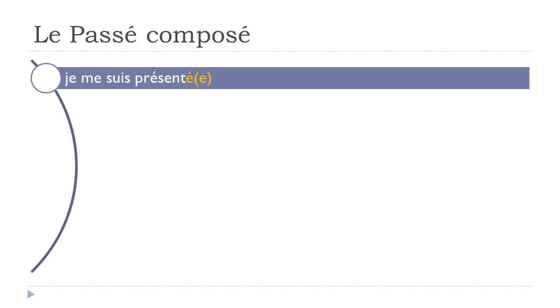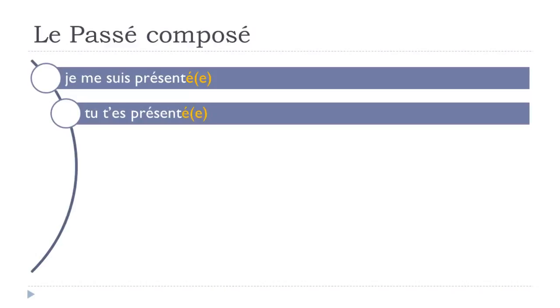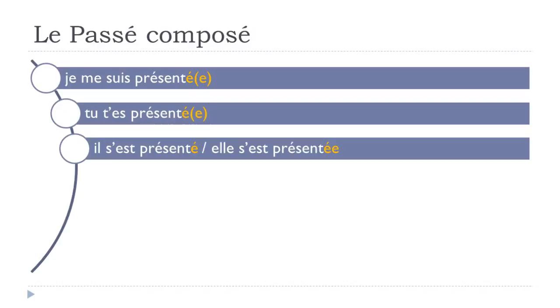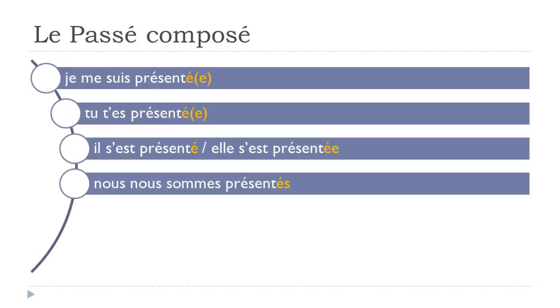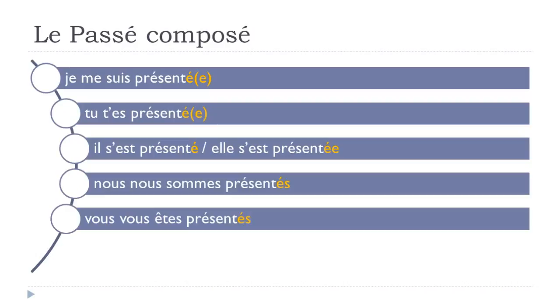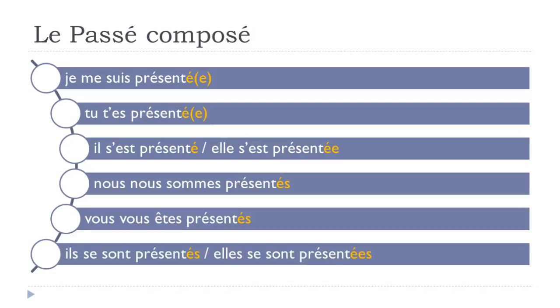Let's see as well an example for all these reflexive verbs. Je me suis présenté, tu t'es présenté, il s'est présenté, elle s'est présentée, nous nous sommes présentés, vous vous êtes présentés, ils se sont présentés, elles se sont présentées.